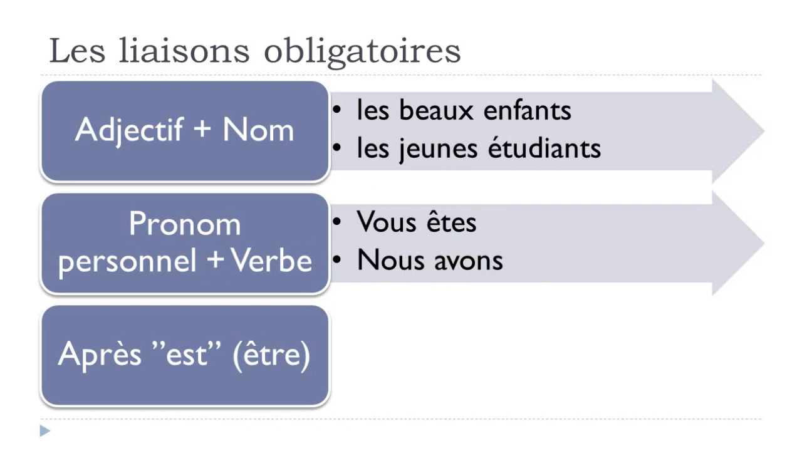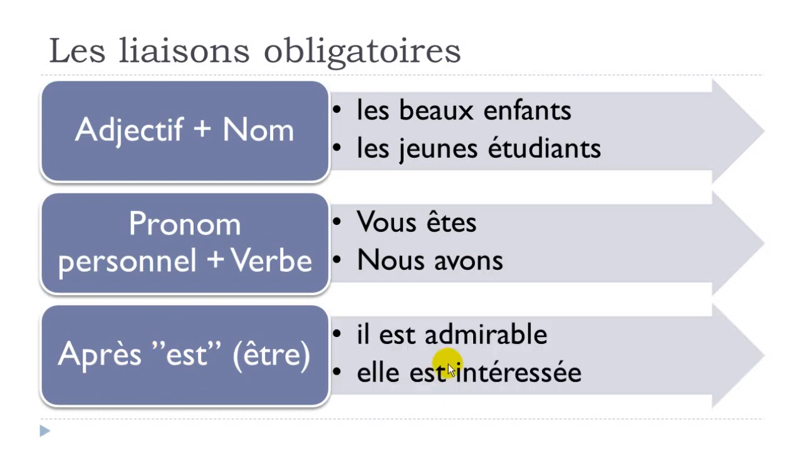And then it's quite interesting because this verb être, so to be, if it's at the third person of the singular, so he is or she is, il est, elle est, okay, then definitely you should make the liaison if you've got something after. So like here, for instance, il est admirable, il est admirable, okay, elle est intéressée, all right, so in all these cases you should make the liaison, and in that case it's with T. Il est admirable, elle est intéressée.